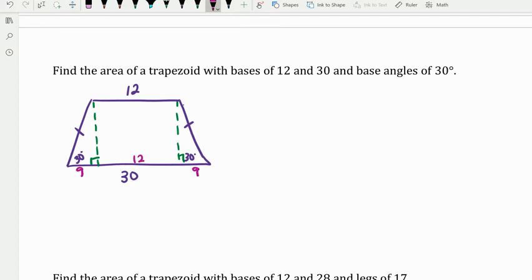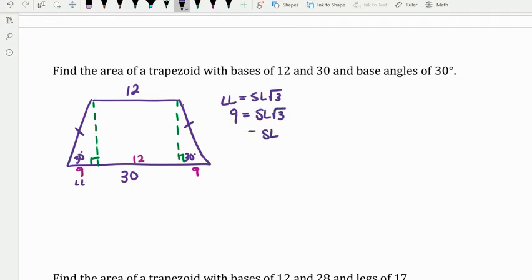And let's see, if that's our 30-degree angle, then those 9s are the long leg of our triangle. And this over here would be our short leg, which is the height of our trapezoid. So this time we need the long leg to equal the short leg times radical 3. Okay, so if our long leg is 9, that equals our short leg times radical 3.